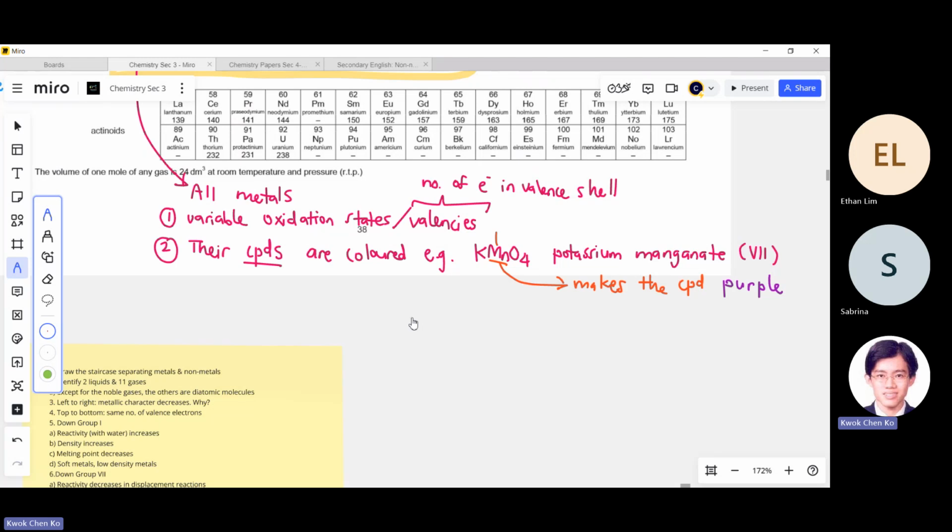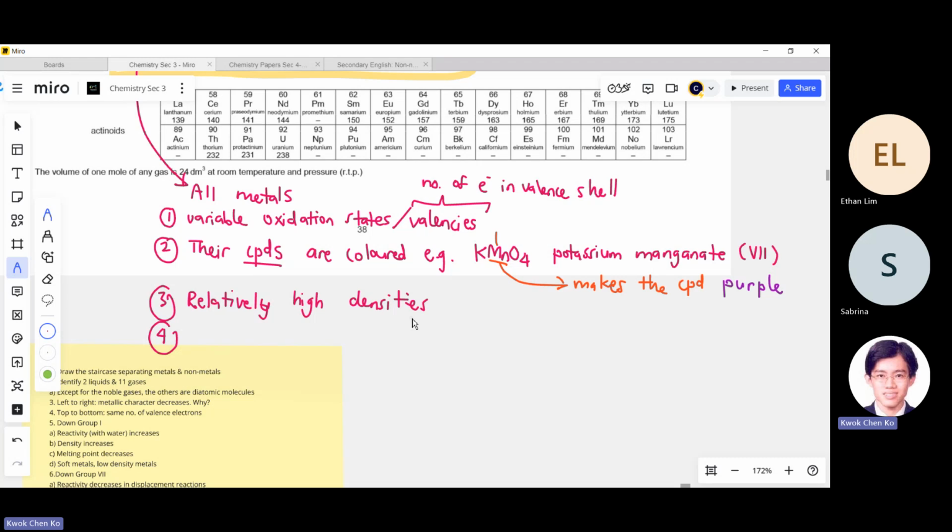Ethan, any other properties about them? Relatively high density. Good. Remember, they are all metals, relatively high densities. Iron, you use it every day. I mean, gold, you probably don't see every day, but yeah, the density is very high.